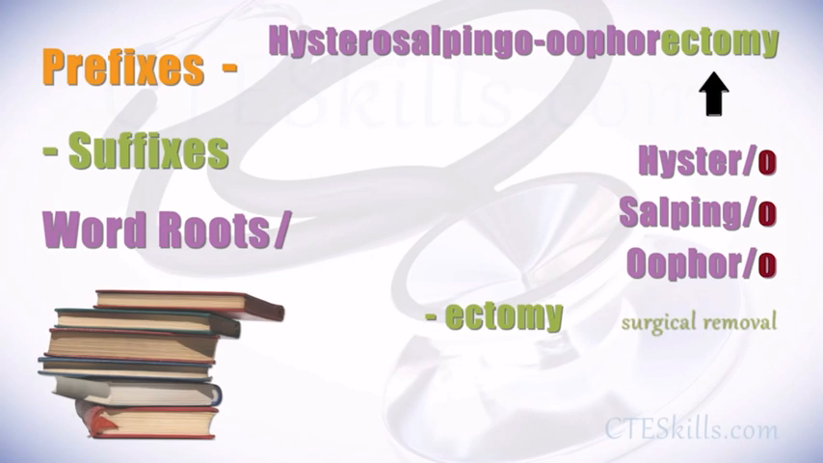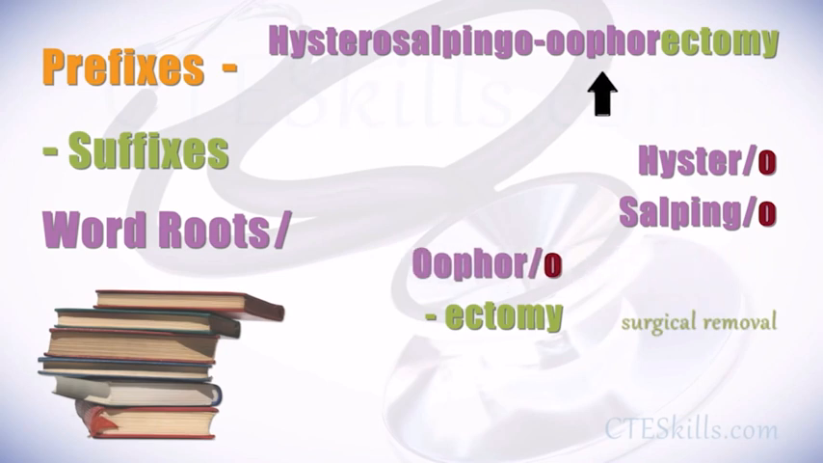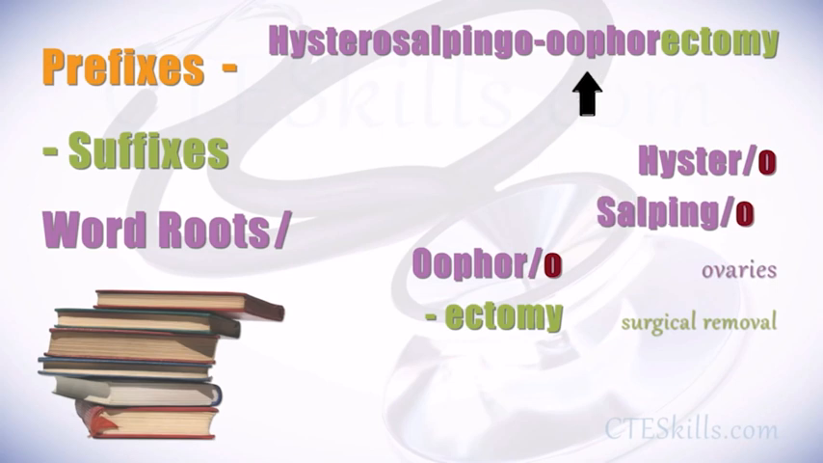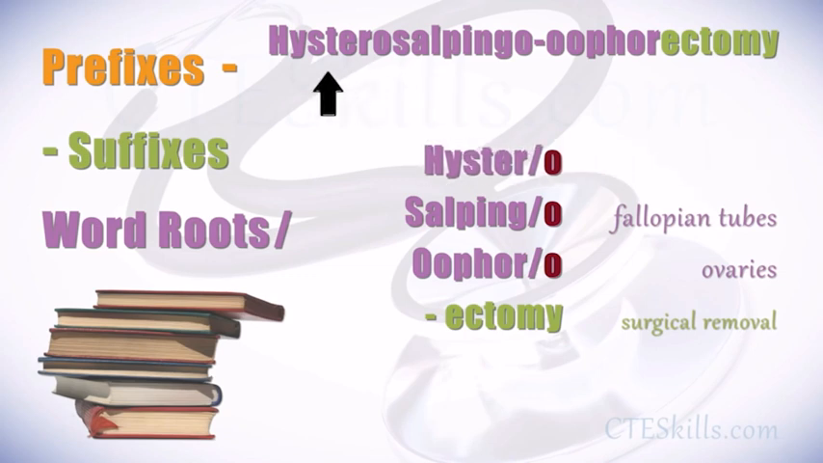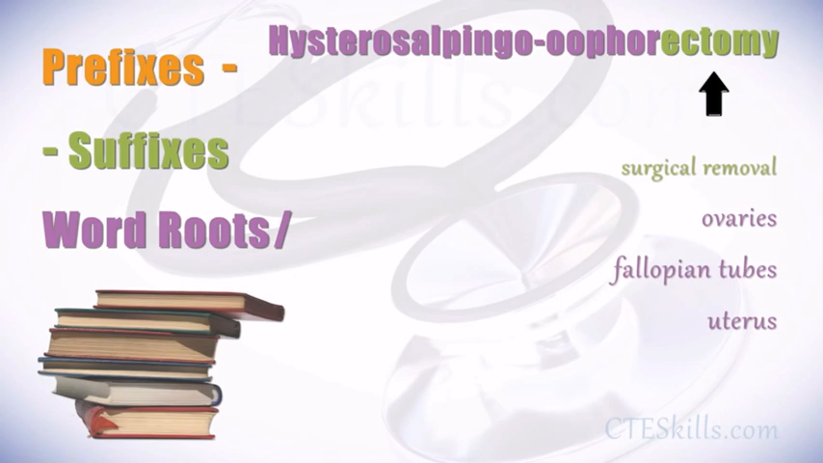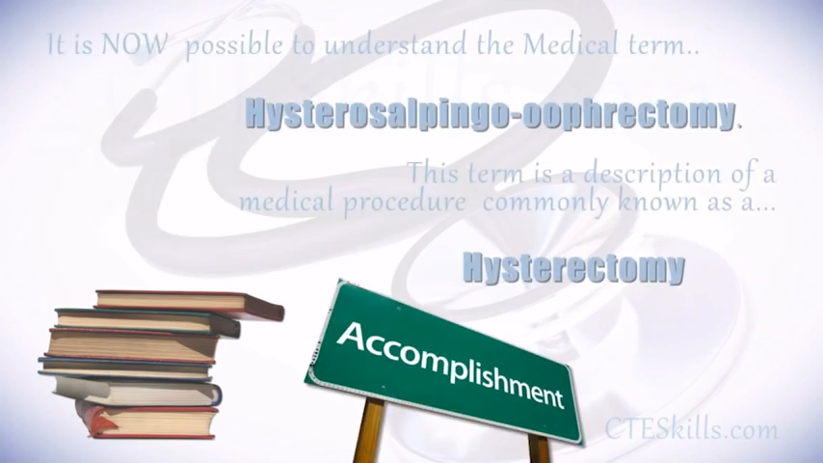Ectomy, which means surgical removal. Oophoro is a root word for ovaries. Salpingo is a root word for fallopian tubes. And then the last element is hystero, a root word for uterus. Continuing the pattern on how to decipher a medical term, reading from right to left: surgical removal of ovaries, fallopian tubes, and uterus. It is now possible to understand the medical term hysterosalpingo-oophorectomy. This term is a description of a medical procedure commonly known as a hysterectomy.